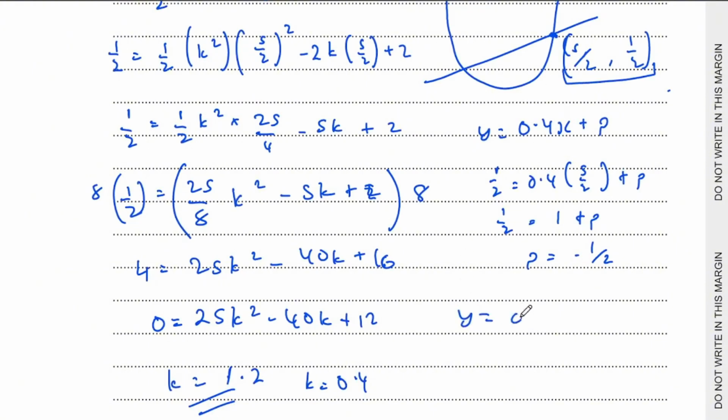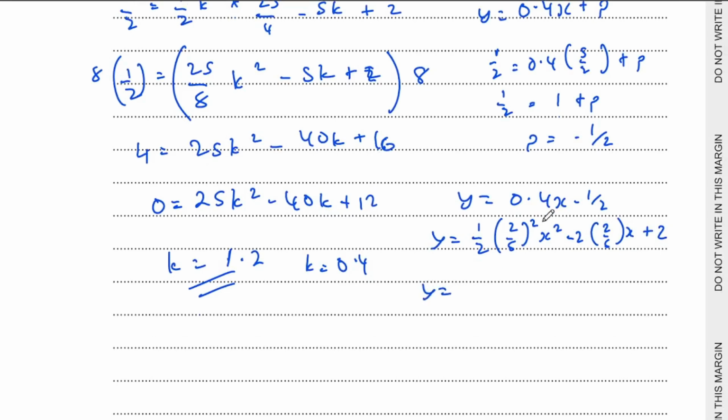So y equals 0.4x minus a half for the line, and y equals half k squared. So half times 2 over 5 squared x squared minus 2 over 5 times x plus 2, which just gives us y equals 2 squared, which is 4 over 25. So 2 over 25 x squared minus 4 over 5x plus 2, and we have our two equations right there.